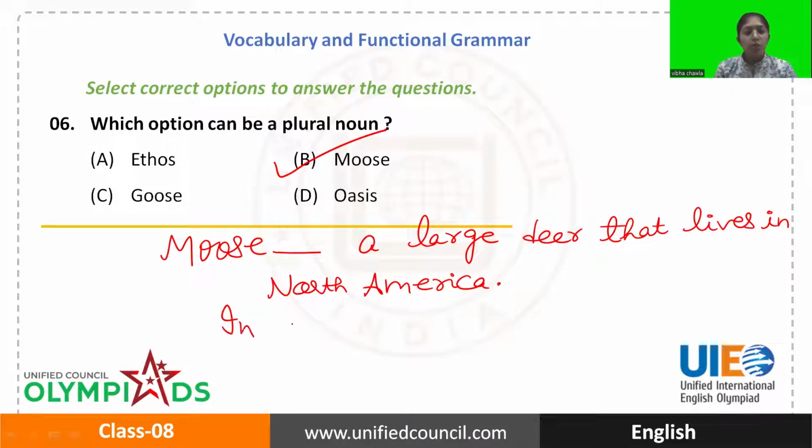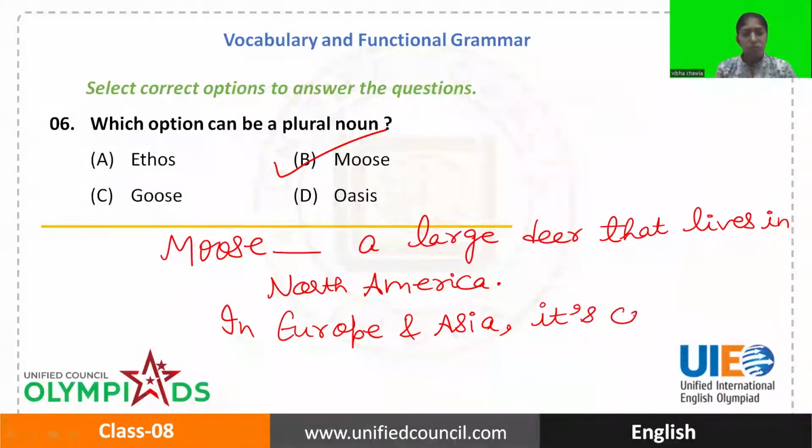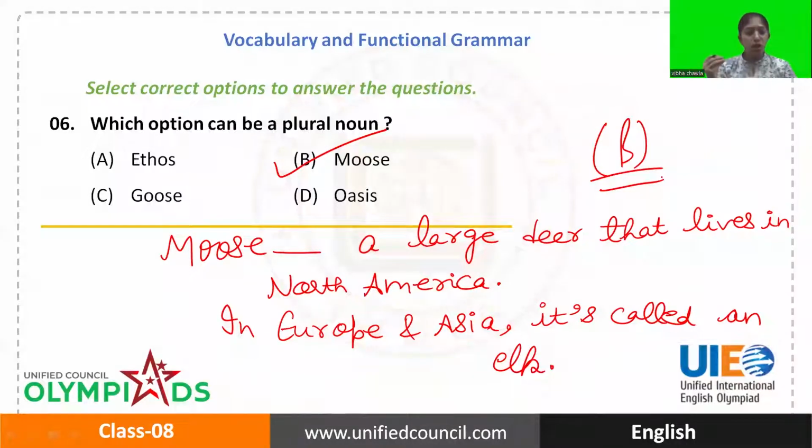In Europe and Asia, it's called an elk. So it's option B, moose. That can be a plural noun.